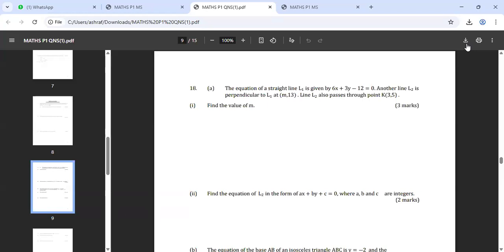Joseph? Yes, Joseph. Y equals 2x plus 4. Oh, no. Y equals negative 2x plus 4. Negative 2x plus 4. Good. So the gradient is negative 2. So what is the gradient of L2?